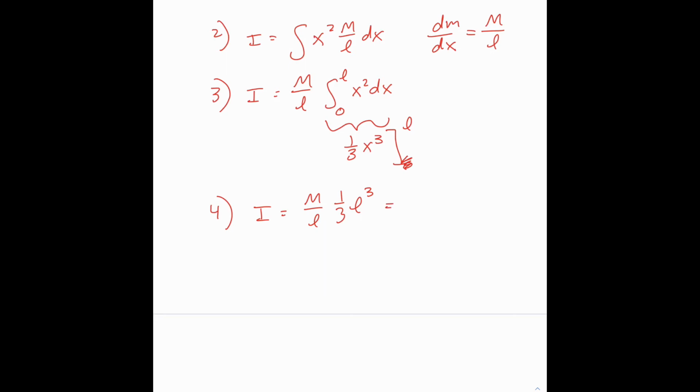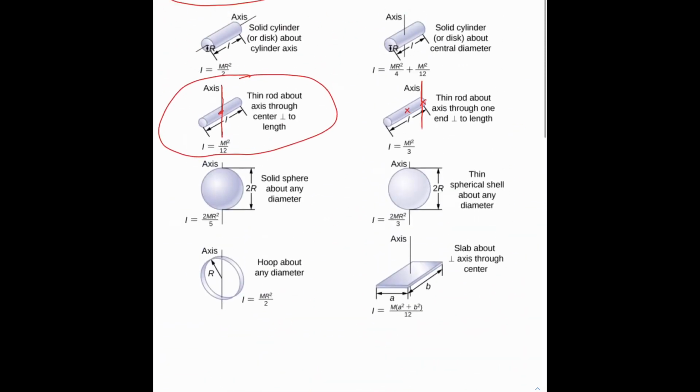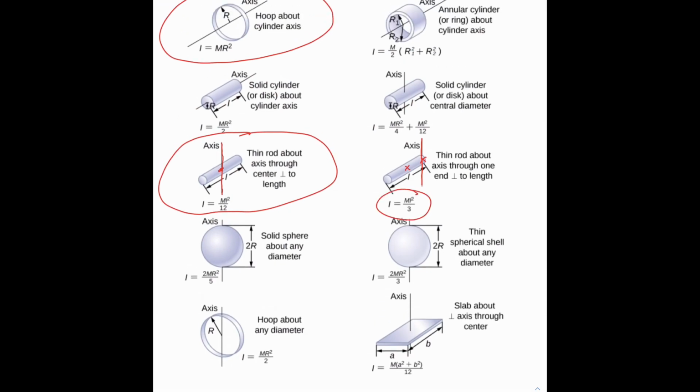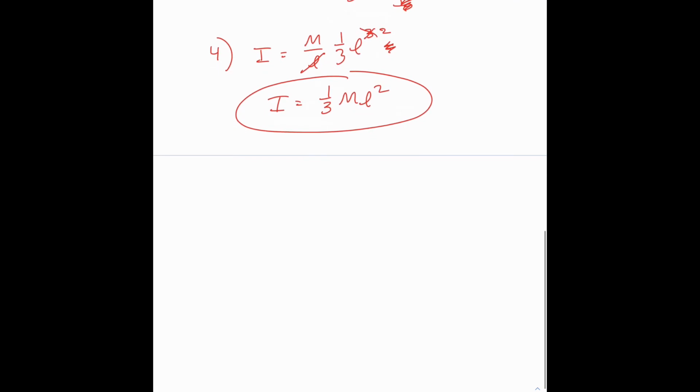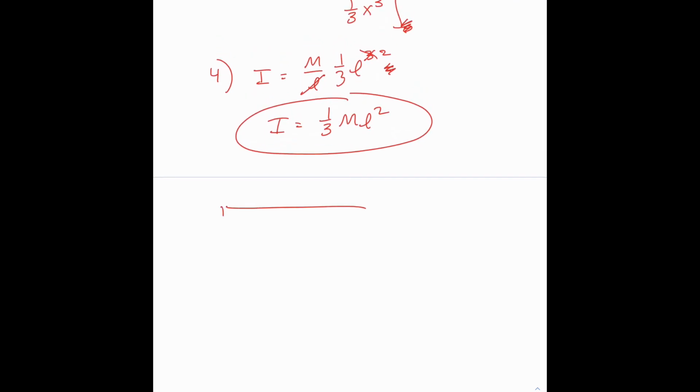Or in other words, I equals 1/3, let's see, the L and the L cubed cancel to give us L squared. Oh yeah, 1/3 m L squared. Let's just double check. Hey, look at that. 1/3 m L squared. In another video, we're going to see how we can go from 1/12 m L squared when rotated about its center to 1/3 m L squared when rotated about its end.